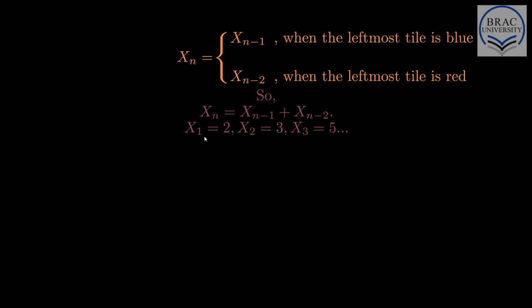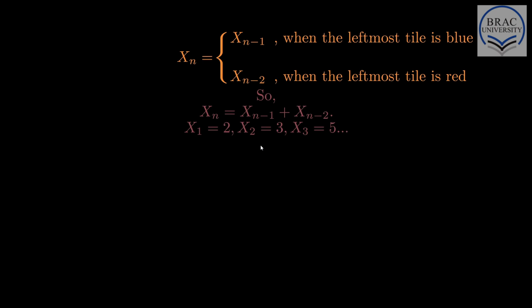For example, if we have a grid of one tile, x_1 means the number of ways you can color a grid of length one. If a grid is of length 1, then we can color it using blue or red. So we have only two cases. And if we have a grid of length 2, then we can color the grid using red blue, or blue red, or blue blue, but we cannot color it using red red. So it has three ways.